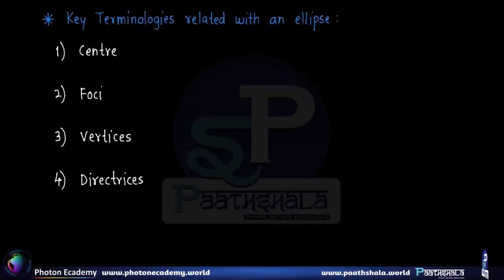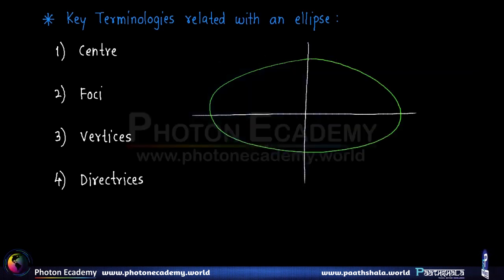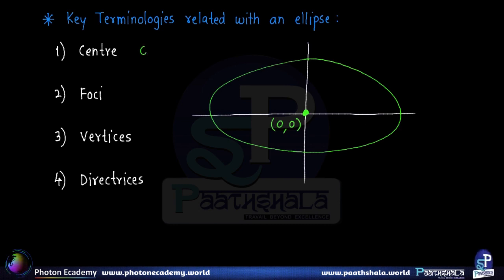Here are the important terminologies related with an ellipse. So let us start one by one. First we have the center, that is center of an ellipse. So let us consider some ellipse here. We are considering the horizontally situated ellipse. Now by the center it means the point which is at the center of the whole figure. So clearly for the horizontal ellipse in standard position, the center is nothing but the origin. So 0, 0 is the center.